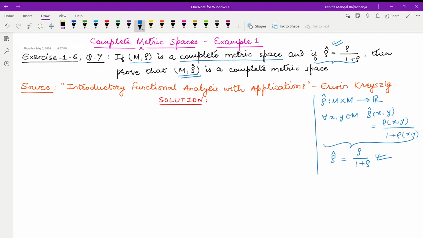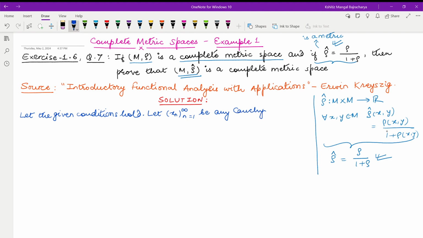I'm not going to do it in this video. I'm just going to use the fact that ρ' is indeed a metric. We're going to prove that in a separate video. That's all. And we need to show that this is a complete metric space. Now to do that, like we do in any analysis question, we're going to suppose that the given conditions hold. In order to prove that this is a complete metric space, we need to show that every Cauchy sequence in the given metric space is convergent.